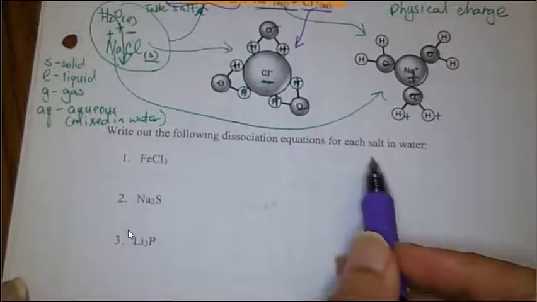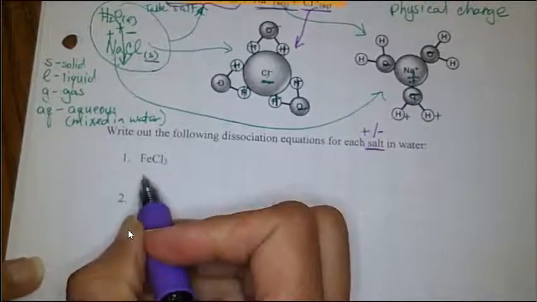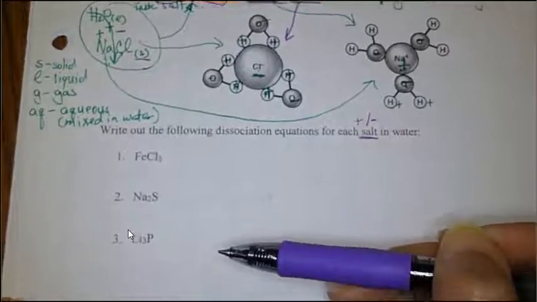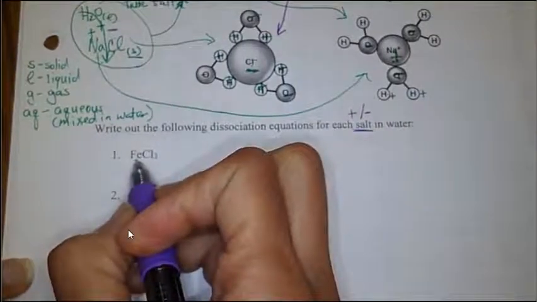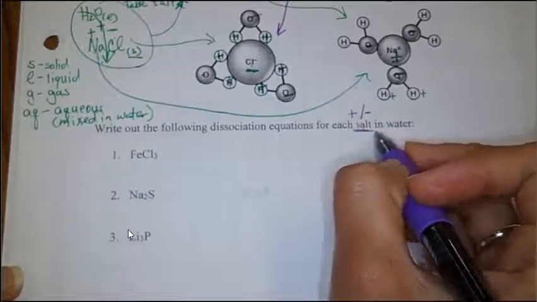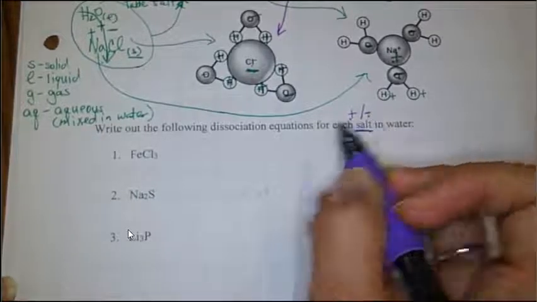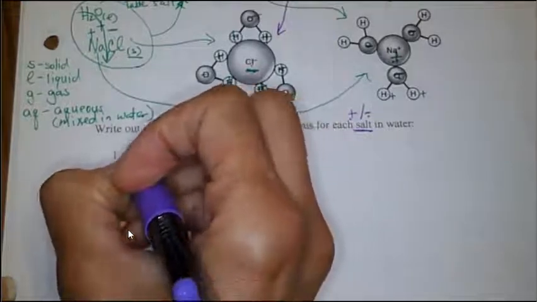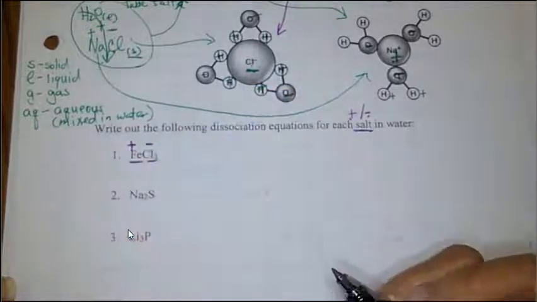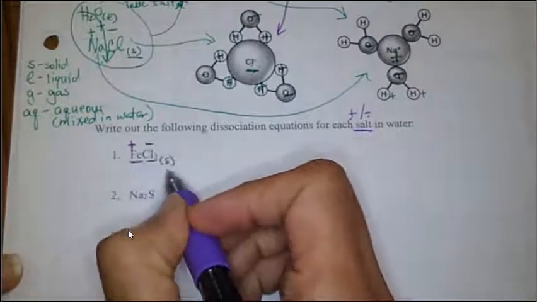So we have three practice problems, and keep in mind salt is positive and negative. There are many different types of salts. Here are three different types of salts that we have. The first one is iron and chlorine. All salts always have the same pattern: positive first, and then the second element is negative. So in this case, iron is positive and chlorine will be negative. Keep in mind they're both solids. This compound right here is a solid.